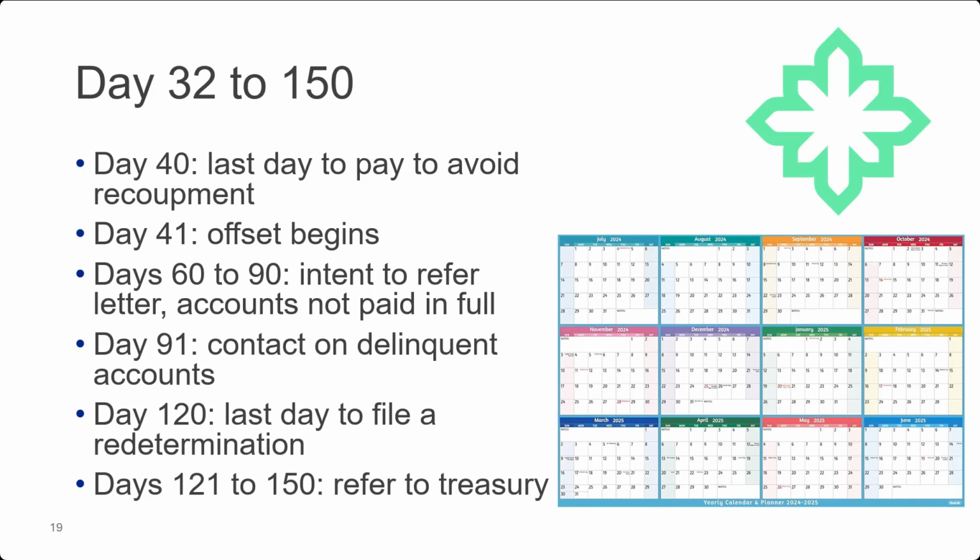On day 120, it's your last day to file the redetermination. If you notice, even though we've contacted you about delinquent accounts, we will not refer it to the US Treasury until day 121 to 150, and that's because you have 120 days to file a disagreement, which is your redetermination request. Okay, so those are your time frames, and they all go together within all those calendar times.